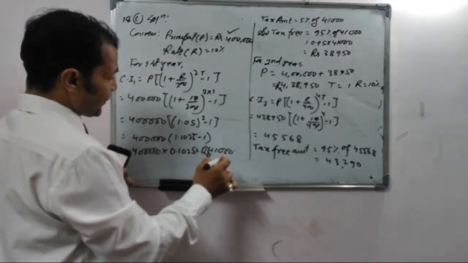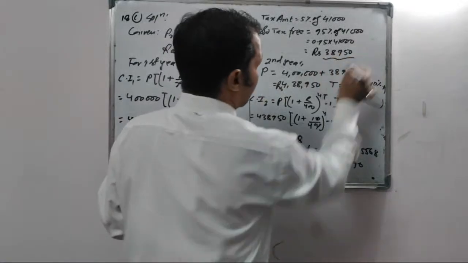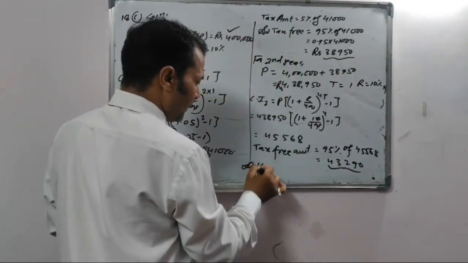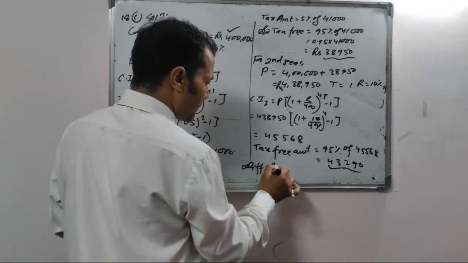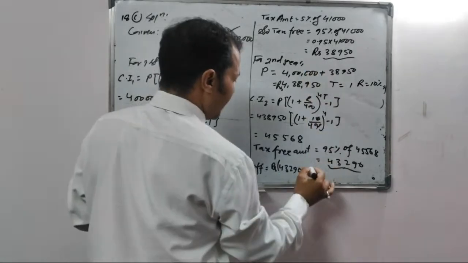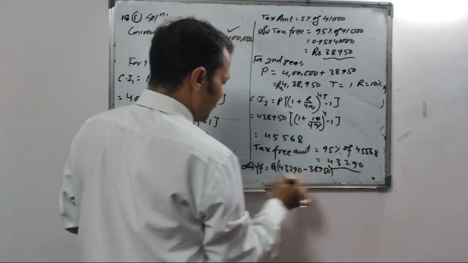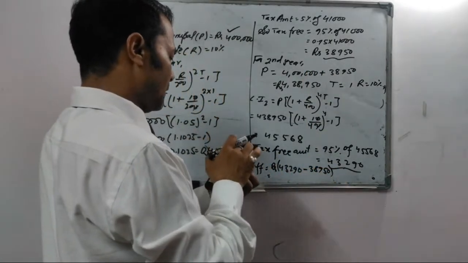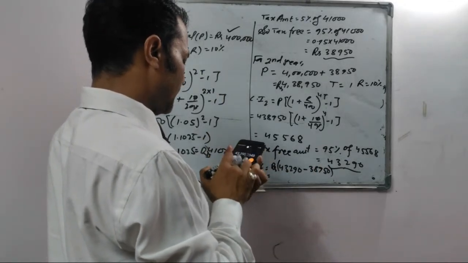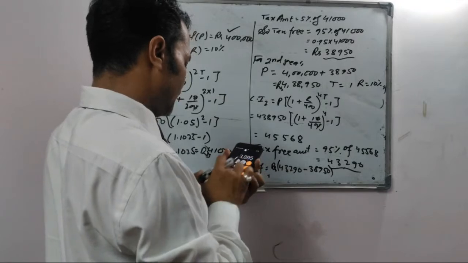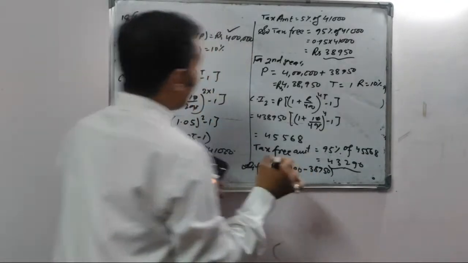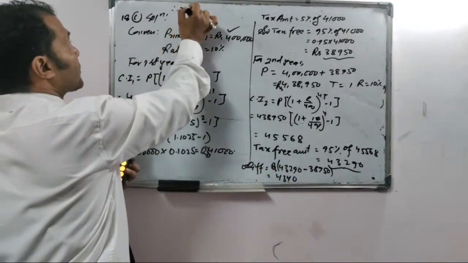Look at the first year, we got this tax free interest, right? And the second year we got this tax free interest. Therefore the difference is, what is the difference? Difference equals rupees 43,290 minus rupees 38,950. So it is 4340.